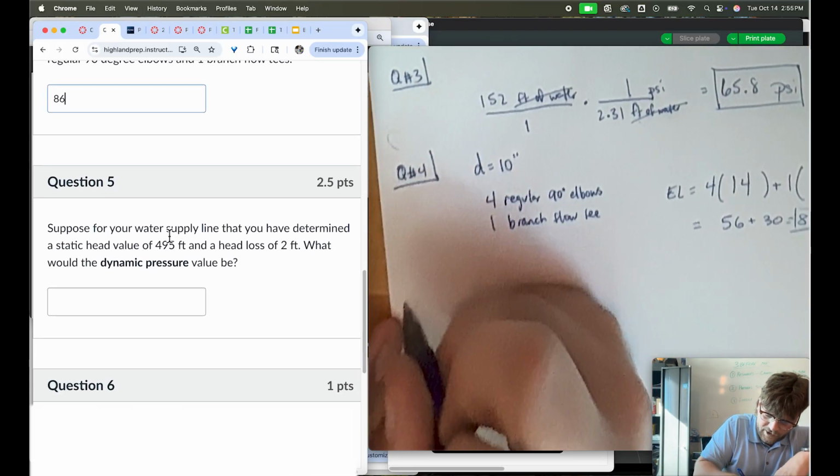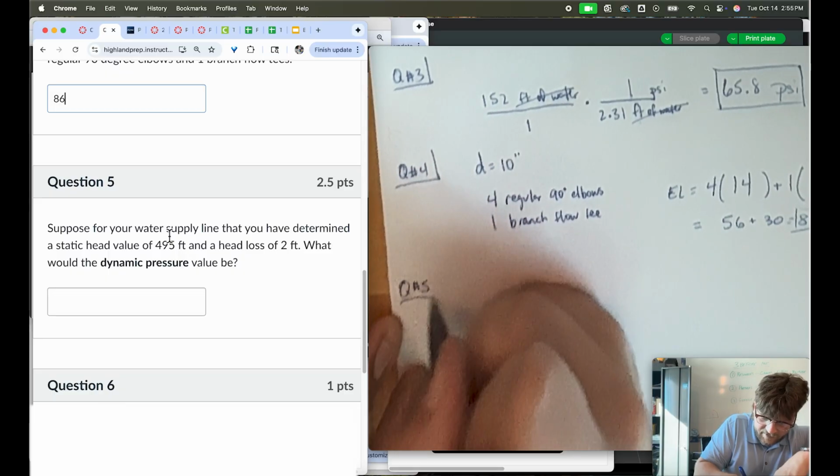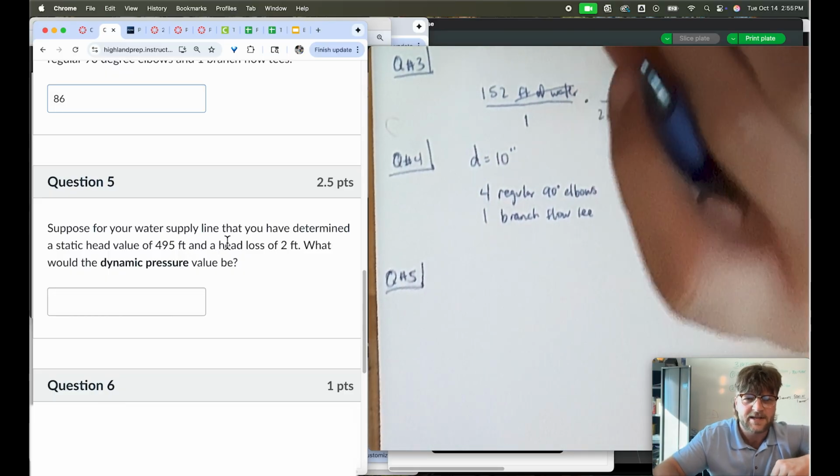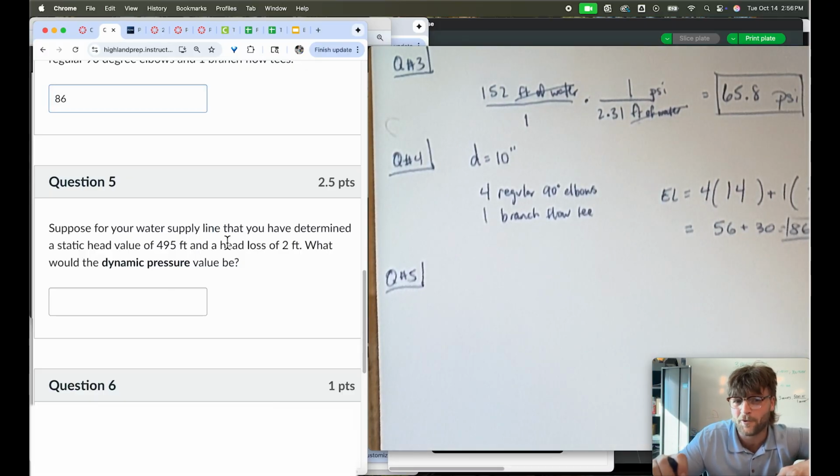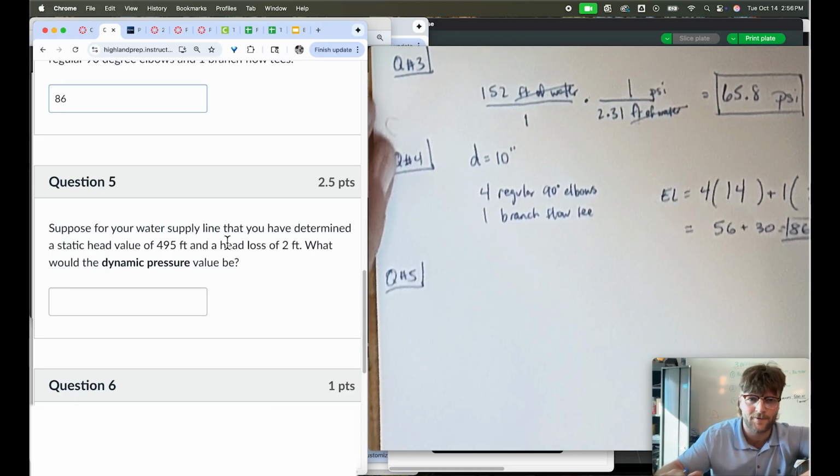Let's go ahead and let's move on to question number 5 here. So question number 5 reads, suppose your water supply line that you have determined a static head value of 495 feet and a head loss of 2 feet. They want us to determine what the dynamic pressure or the actual pressure would be for this.